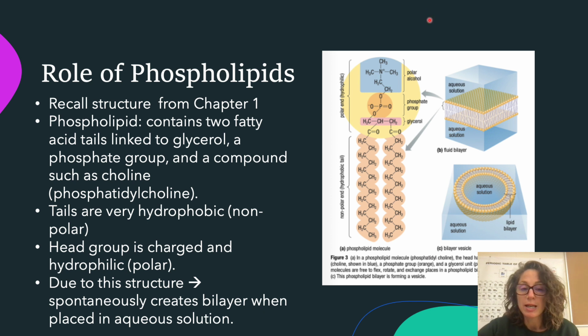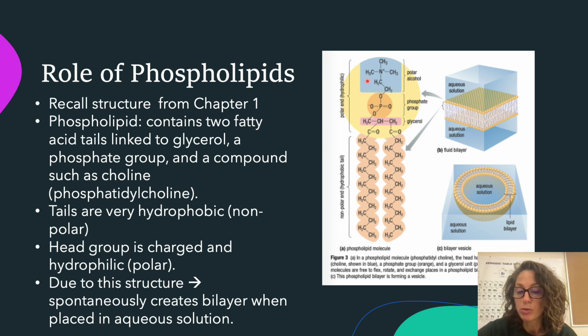So phospholipids, again, we've gone over the structure, so we're not going to go too much into it, but we have two fatty acid tails linked to a glycerol, shown here. And on that third carbon of the glycerol, we have a phosphate group and specifically some sort of polar head. So in this case, we have choline. So this is phosphatidylcholine. So the name of the phospholipid will depend on what polar molecule is right here. So in this case, choline, phosphatidylcholine.